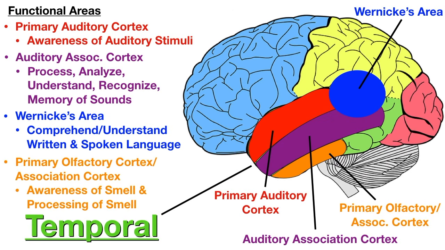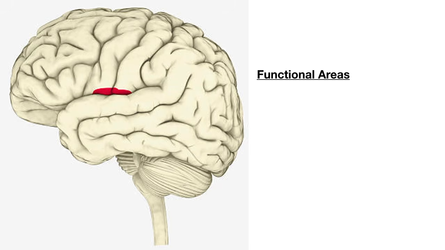The primary olfactory cortex will be involved in making us consciously aware of smells. The olfactory association cortex, just like all the other association cortices, will help us process, analyze, and understand that stimulus. So these are the main functional areas of the temporal lobe. Again, when you think of the overall function of the temporal lobe, think of auditory, but don't forget about smell or Wernicke's area.